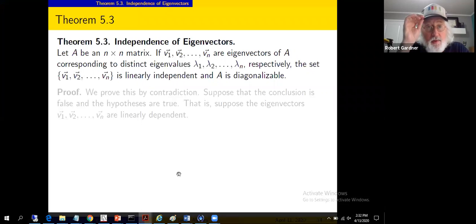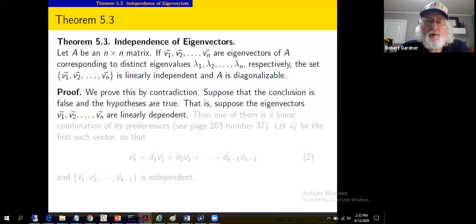Okay, here we're going to go through and give a proof by contradiction. So what we're going to do is suppose the conclusion is false, the hypothesis is true, and show that leads to a contradiction. So our supposition of a false conclusion has to be incorrect itself, and the conclusion in the statement must be accurate. So what we're working on is, if the eigenvalues are distinct, we want to show that the corresponding eigenvectors, v1 through v sub n, are linearly independent.